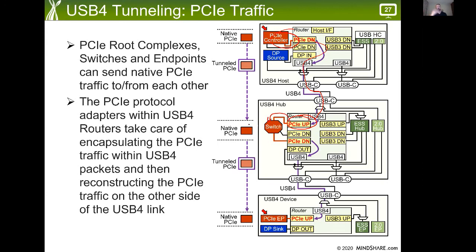It does all the normal routing based on memory read or write, config read or write, IO traffic, message, whatever the appropriate routing for that is, decides the egress port of that switch, and then sends it. If it's going to go across USB 4 again, well, then it'll be massaged across to have another wrapper of USB 4.